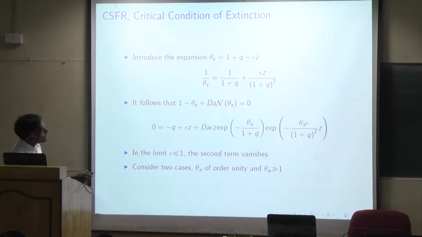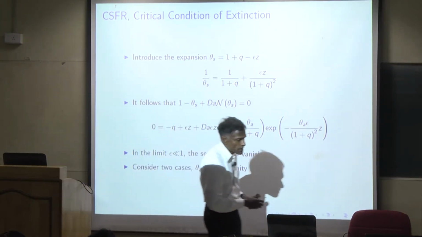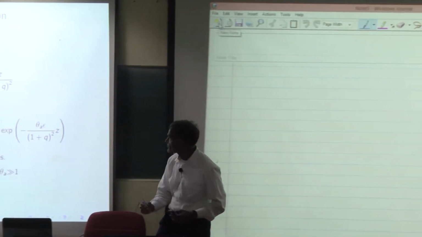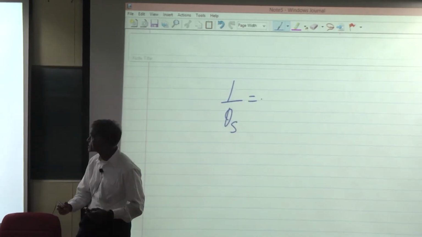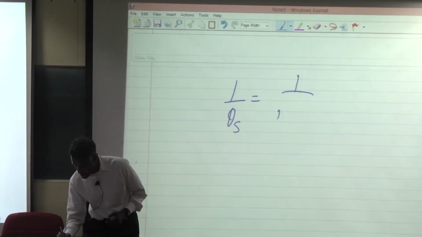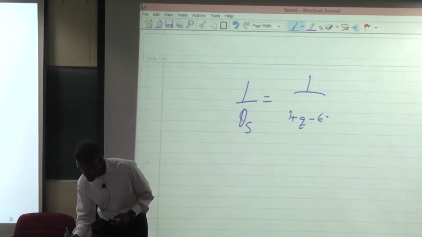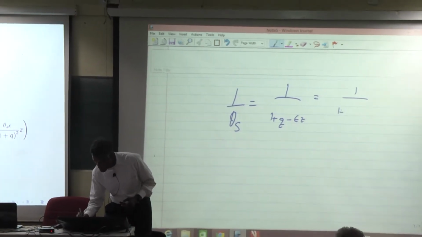Now again, this is an asymptotic expansion. It is again a Taylor series expansion. So it's actually 1 over theta S, okay? I can write that as 1 over 1 plus Q, minus epsilon Z, right? So therefore that's going to be equal to 1 over 1 plus Q.